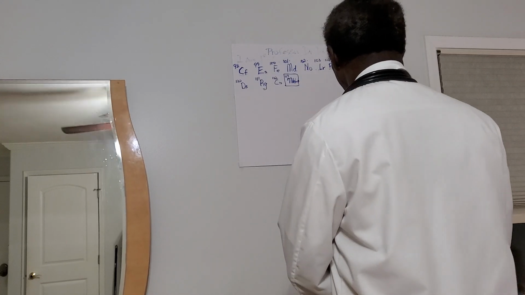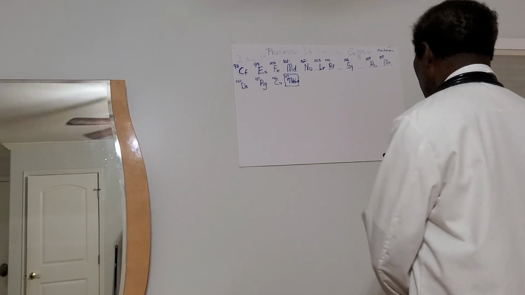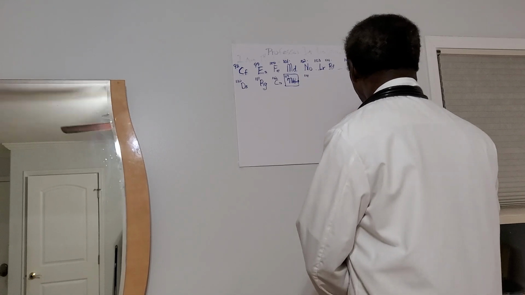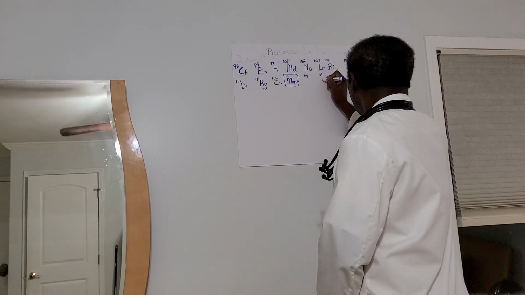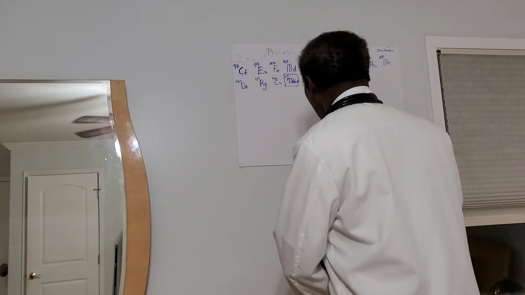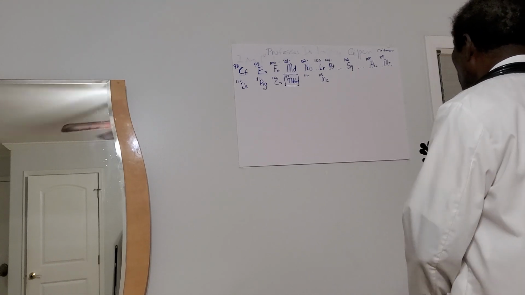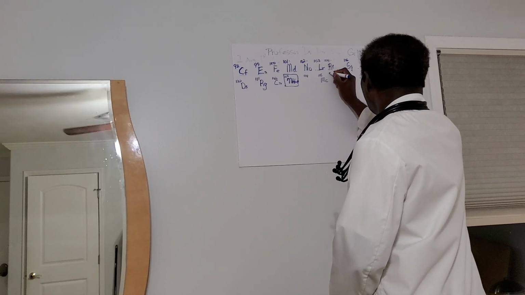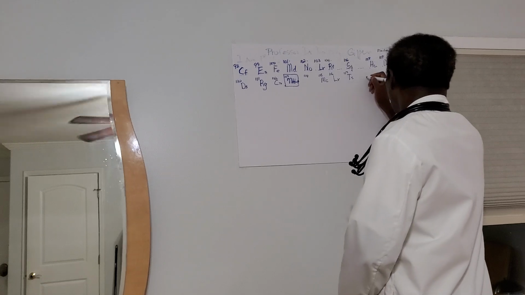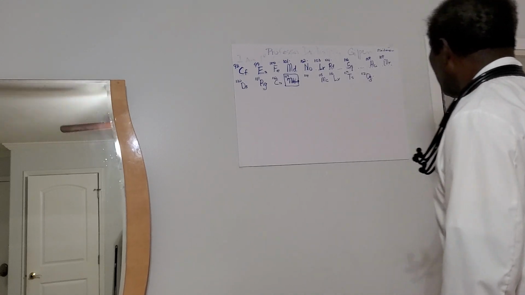And 114 would be, Moscovium, MC, 115. 116 would be Livermorium, LV. 117 would be Tennessine, TS. And 118 would be Oganesson, OG. So there we have it. We have three missing here.